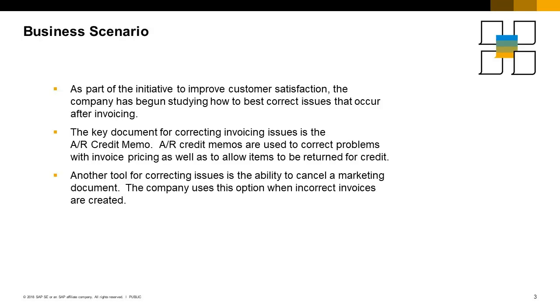As part of the initiative to improve customer satisfaction, the company has begun studying how to best correct issues that occur after invoicing. The key document for correcting invoicing issues is the AR Credit Memo. AR Credit Memos are used to correct problems with invoice pricing as well as to allow items to be returned for credit. Another tool for correcting issues is the ability to cancel a marketing document. The company uses this option when incorrect AR invoices are created.